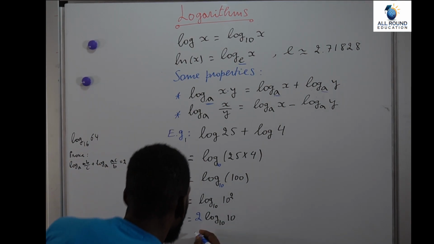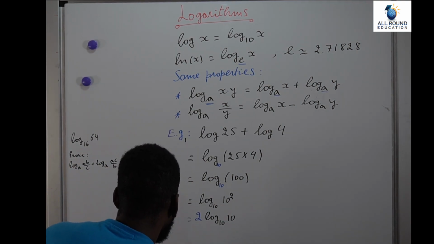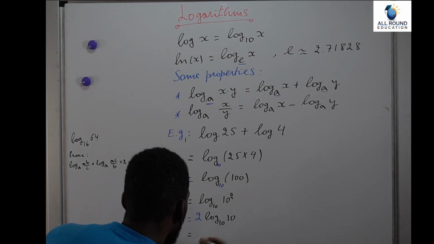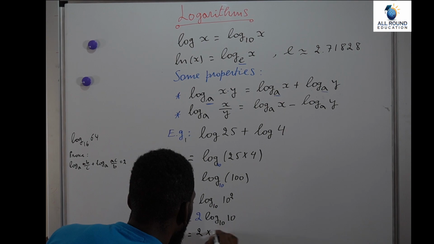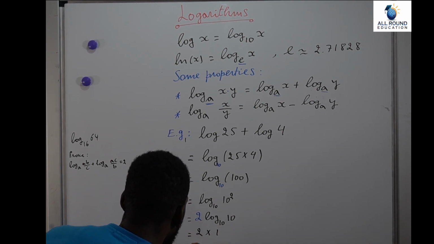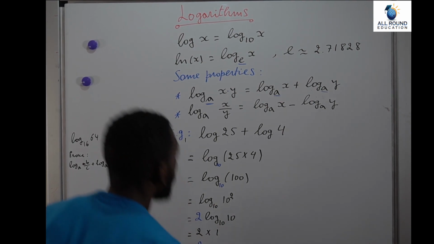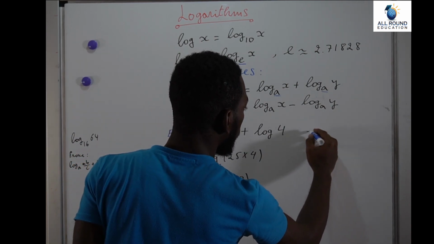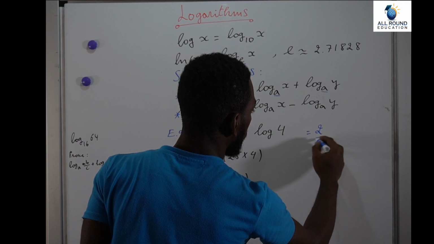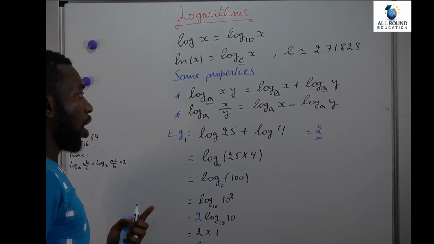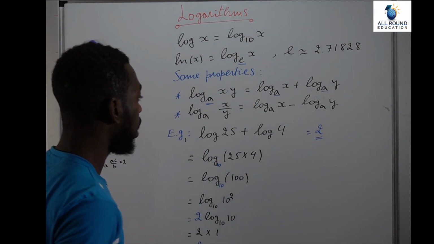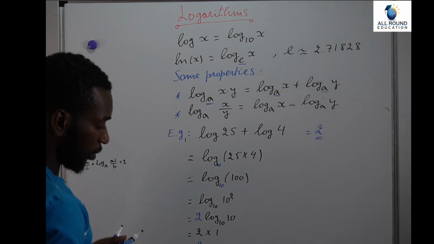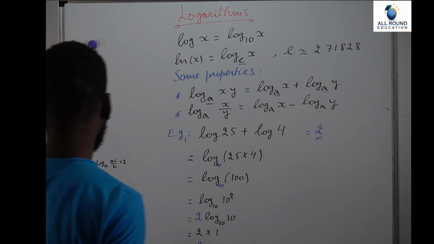Log of 10 base 10 is just 1, and then your final answer is just 2 times 1, which is just 2, right? So 2 times 1 is just 2, and yeah, the final product here is just 2, right? So I hope this example is clear, but then I've got a few other examples.